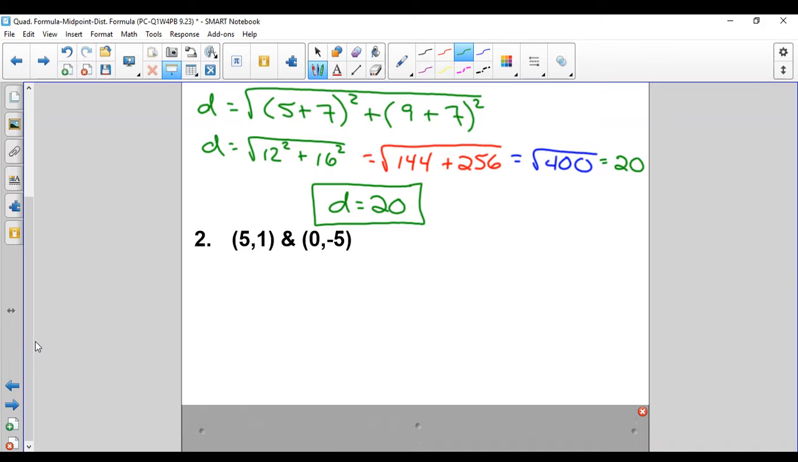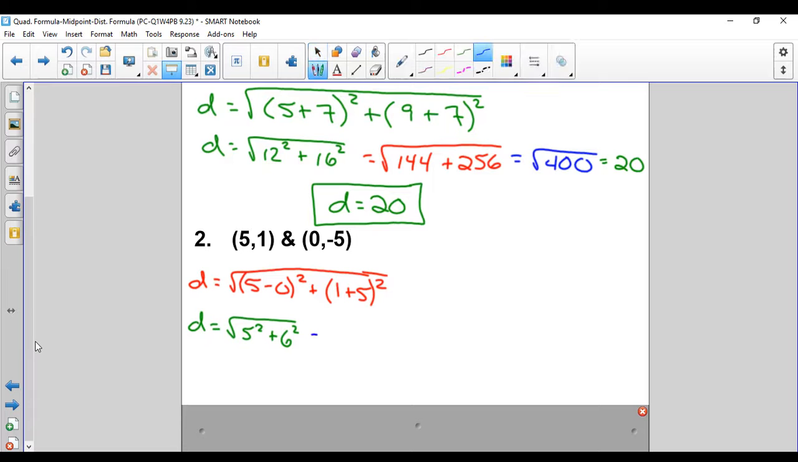Next one. I'm just going to look at 3 examples here, just like the midpoint formula. Plug it in. I'm going to go 5 minus 0, square it, plus 1 plus 5, square it. We get simplified a little bit. We get 5 squared plus 6 squared. 5 squared is 25. 6 squared is 36. Add them together, we get 61.